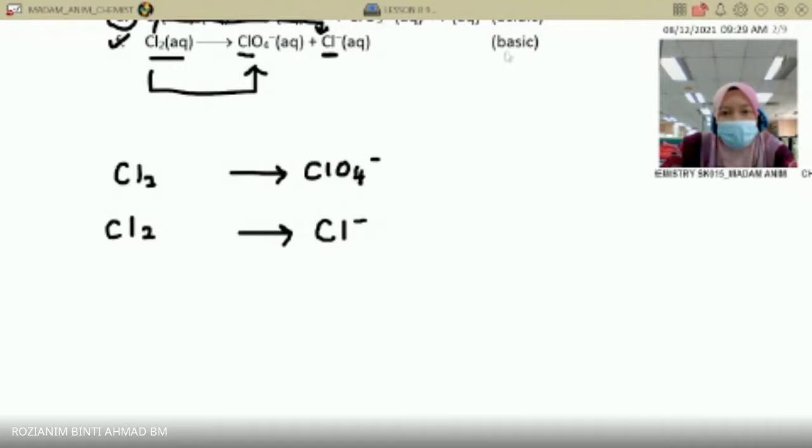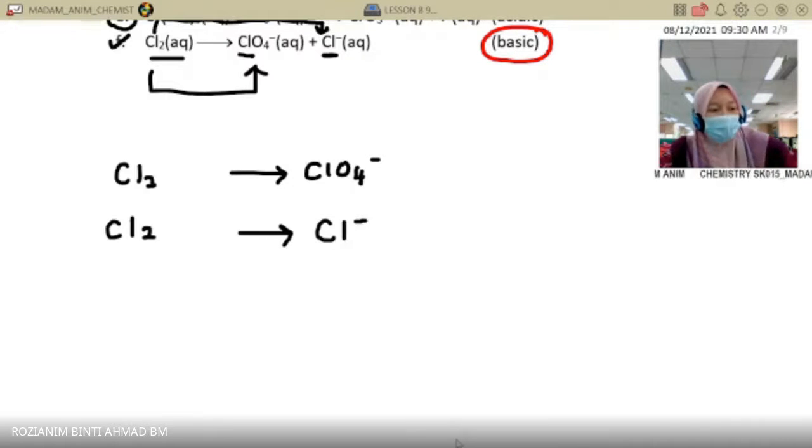Okay, for this question, you are asked to balance according to the basic medium. So, when it is basic medium, I said before, balance as acid first. So, how do we balance as acid? As usual, follow the rules. Okay, first step. I want to recall it. Okay, I call Nurin, please help me. Okay, what is the first step to do?